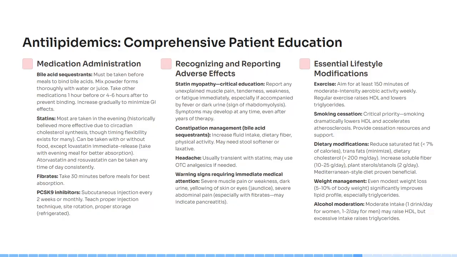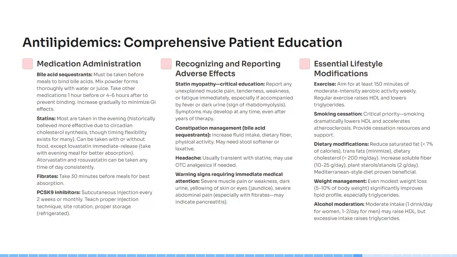They need to reduce their saturated fat, trans fat, and cholesterol. They need to increase their soluble fiber. Plant sterols, and a Mediterranean diet has been proven beneficial. Lose weight if needed. Even 5 to 10% of the body weight is going to help. That's going to significantly improve their livelihood, their longevity. It will improve their lipid profile, especially triglycerides.